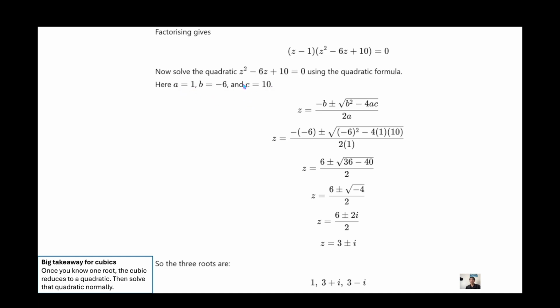A is equal to 1 because we have 1z squared. B is equal to minus 6, we have minus 6z. And then C is equal to 10 because we have plus 10. And when we plug in the values into the quadratic formula, we end up with z is equal to 6 plus minus square root minus 4, all divided by 2. So z is equal to 6 plus minus 2i divided by 2. Therefore, z is equal to 3 plus minus i. So the 3 roots then become 1, and then 3 plus i, and 3 minus i.